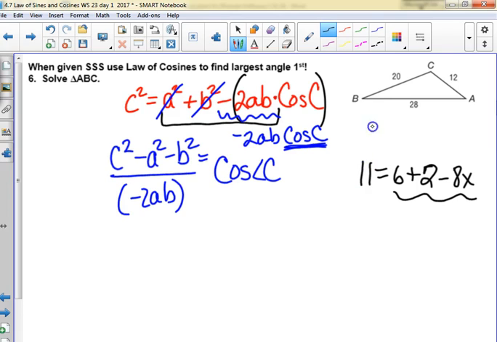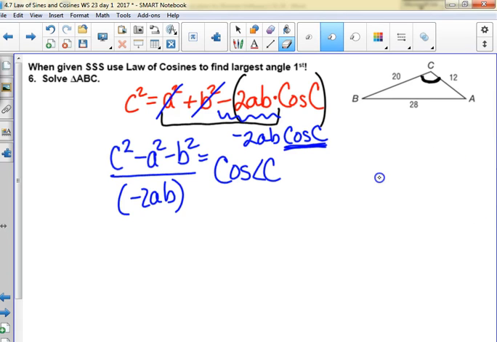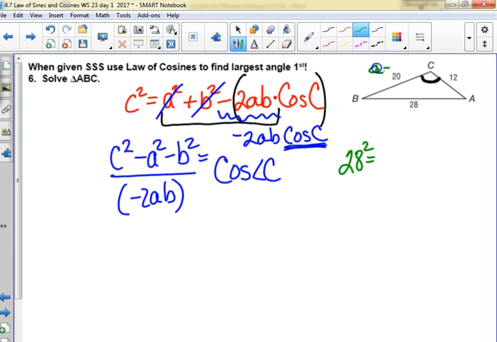Let's go to the question. If I'm trying to find this angle, set that up for me. Okay, guys, set up for me. C squared is 28 squared, right? Squared equals what? What are A and B? So 20 squared plus 12 squared minus 2 times 12 times 20, or 20 times 12, times the cosine of C. Clearly that fits on my screen.